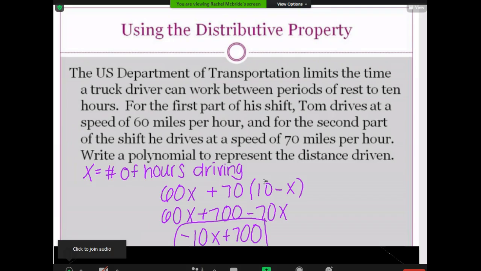If you distribute and multiply and add all of that out, then he's negative 10x plus 700. So what that tells us is that he drove at most 700 miles, because that would be driving all 10 hours at 70 miles per hour. So the max he could drive is 700, and then what we do is subtract from that the distance driven at 60.